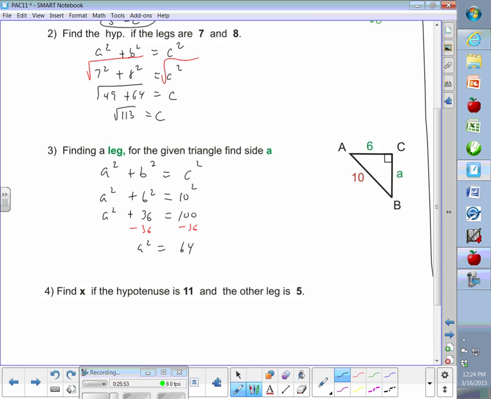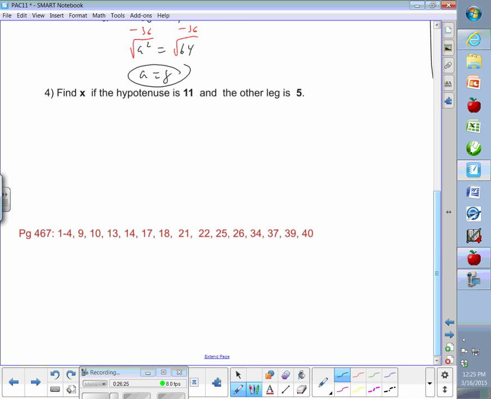What's next? Come on, somebody. Cole? Correct. I'm going to take the square root of both sides. Because this problem involves distance, do I use the plus minus? No, only because it involves distance. Square root of A squared is A, and we all know the square root of 64 is 8. And we just found that side A is 8. All right, let's see if we have time for the last problem.